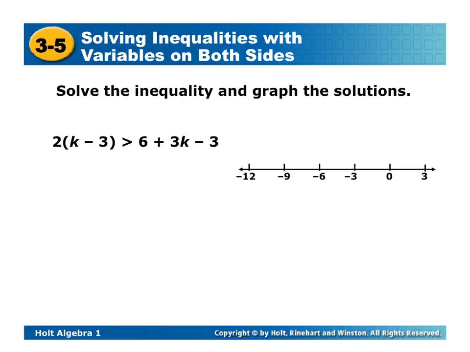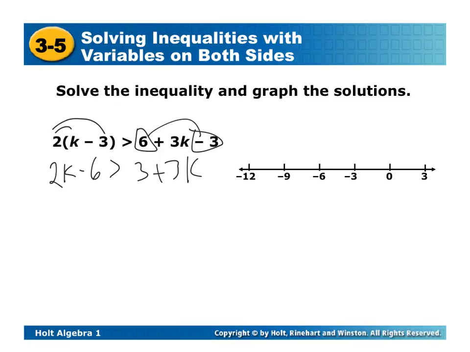So now let's look at a little bit more complicated inequality. First thing, there are a couple different ways you could approach this. I would go ahead and distribute on this one first, just because we've got variable terms on both sides, and then go ahead and combine our like terms on the right side. So here we have 2k minus 6 is going to be greater than 3 plus 3k. So what I did is I combined those like terms.